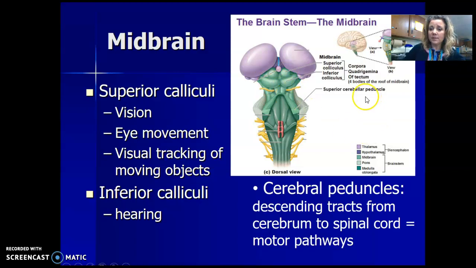The cerebral peduncles are found on the anterior aspect, and these are going to convey largely motor impulses from the cerebrum to the spinal cord. The midbrain also contains some of the projection fibers that we talked about when we were talking about the cerebrum. And these are the tracts that are going to convey motor information from the cerebral cortex down through the brainstem and then out to the spinal cord.